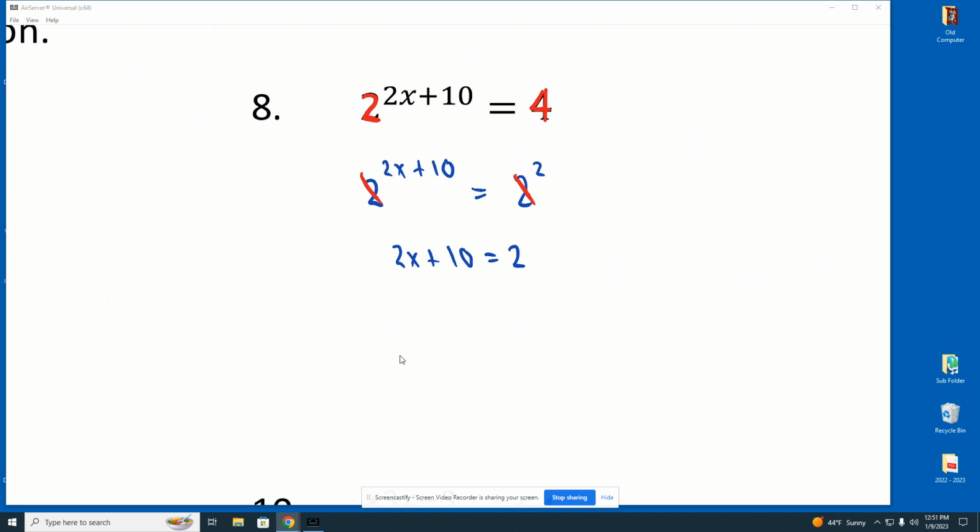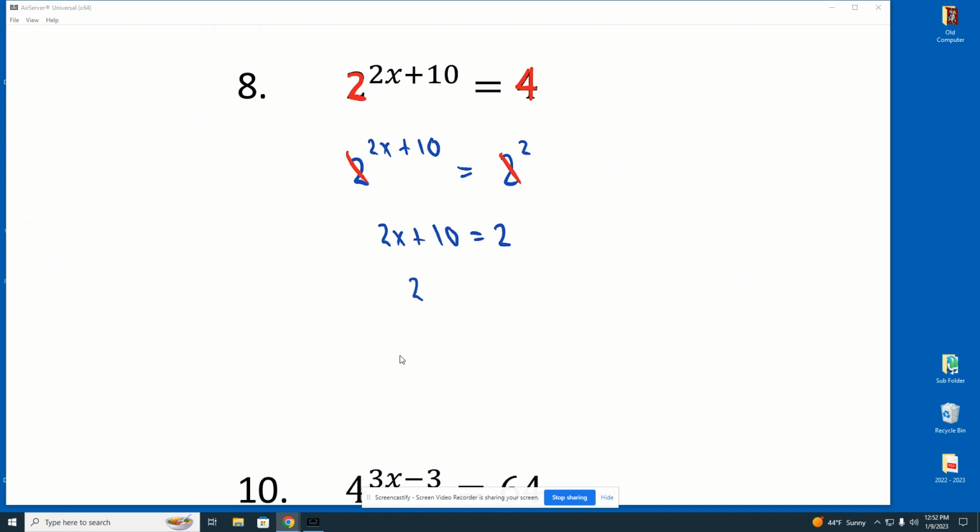So we're going to solve this by subtracting 10. What's 2 minus 10? Negative 8. Yeah, and then we're going to divide by 2, and we get negative 4.